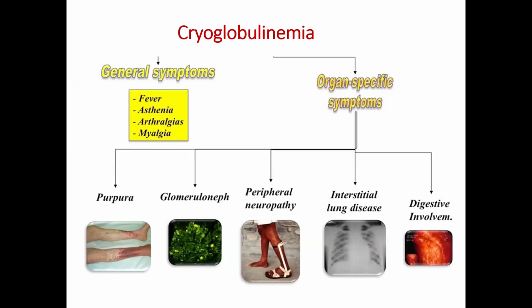Cryoglobulinemia, a similar syndrome characterized by fever, general symptoms, asthenia, arthralgias, myalgias, organ-specific symptoms such as purpura, glomerulonephritis, peripheral neuropathy, interstitial lung disease, and digestive involvement.